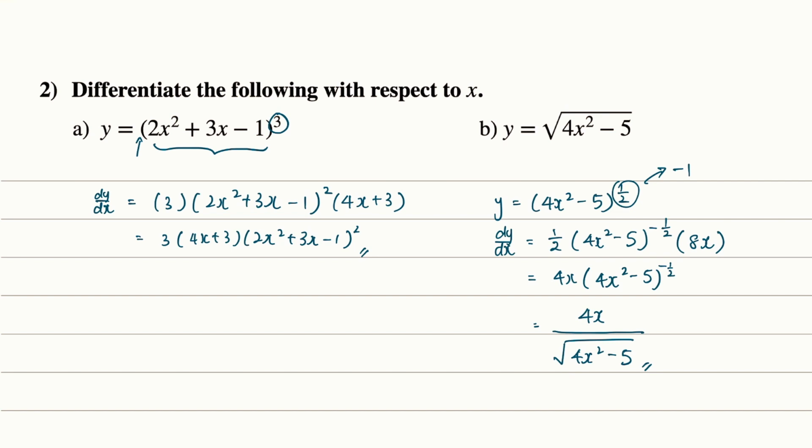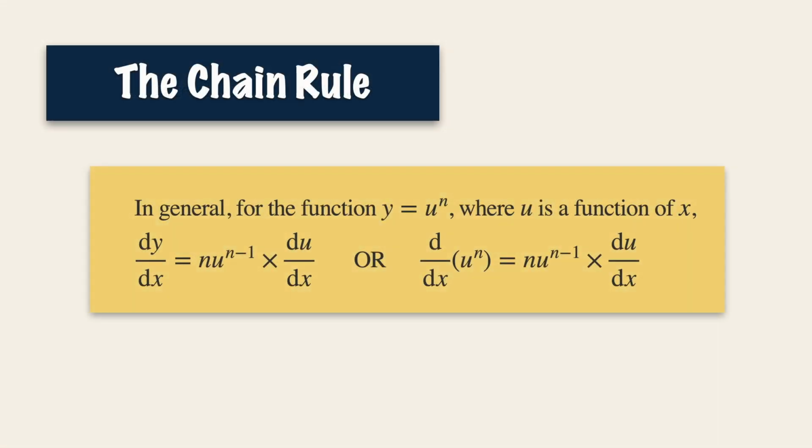So there you have it. This is the chain rule. In general, for the function y equals u to the power n, where there is an expression within u, such as a bracket, dy over dx is equal to, multiply the power, which is n, to the front of the bracket, n u to the power n minus 1 multiplied by du over dx.